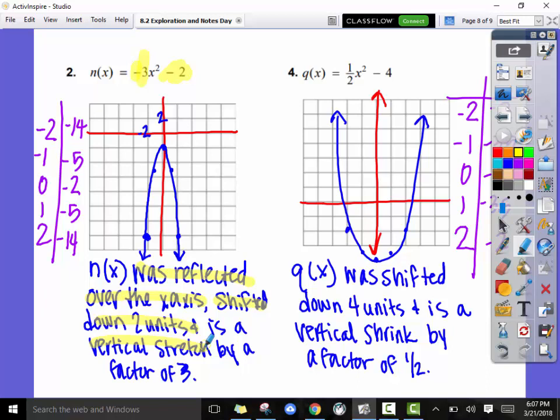And number 4, we can see it was shifted down 4 units. I have a minus 4 here, and my y-intercept is at negative 4. And it's a vertical shrink by a factor of a half. So this 1/2 caused the graph to be wider. It was shrunken down, which makes the graph wider.